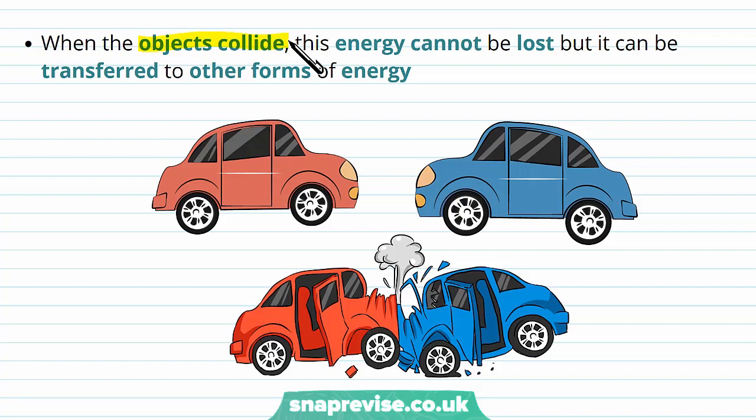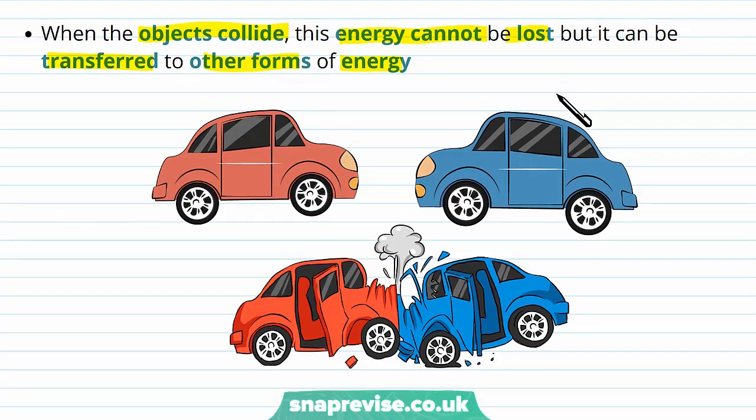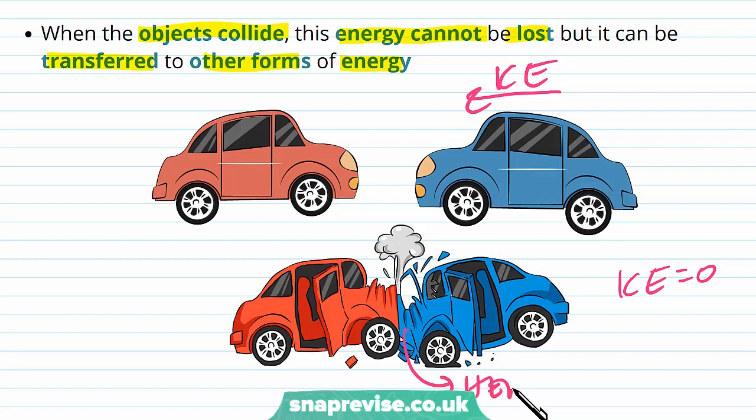When the objects collide, this energy cannot be lost, but it can be transferred to other forms of energy. Here is our car with some kinetic energy, KE, and after the collision, the two objects become stationary, which means their kinetic energy is now 0. However, this energy hasn't been destroyed, it's just been transformed into other forms. For example, a lot of heat energy can be generated in a collision, and also sound energy, which is why you might hear a loud crash when two cars collide.